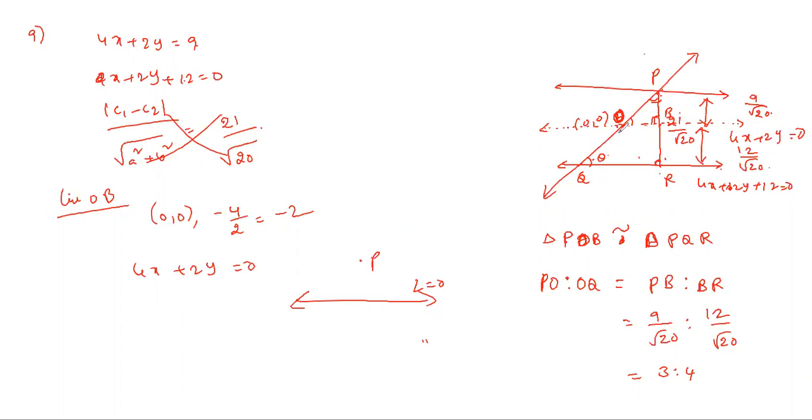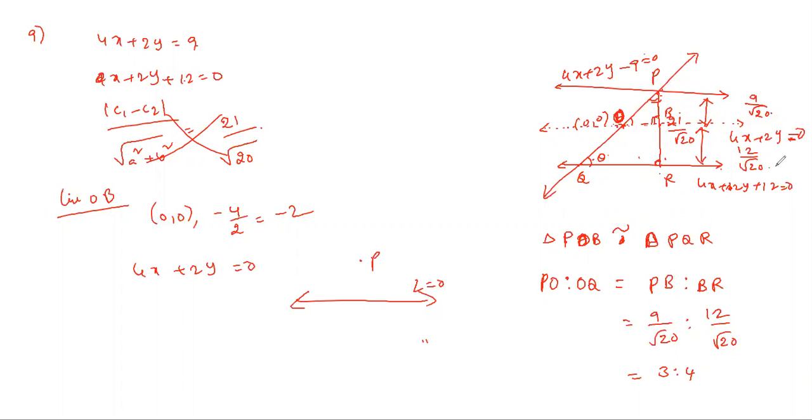So we have to find PO to OQ. So we find PB is to PR. PB is nothing but the distance between the lines. This is the first line, 4x plus 2y minus 9 equal to 0. And the other line we can easily find by passing through the origin with the same slope. That is nothing but 4x plus 2y equal to 0.